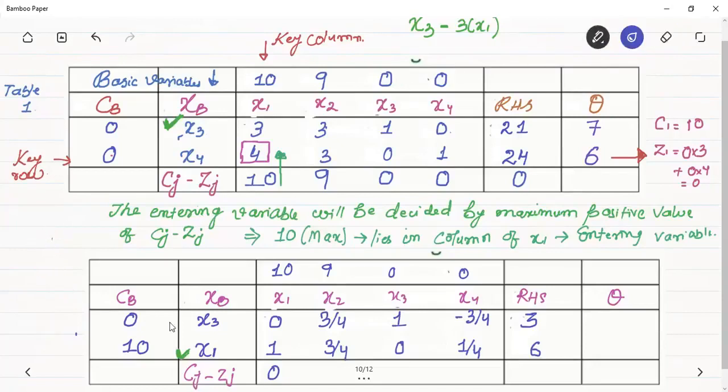If we try to do it here, 0 into 3 by 4 is 0, plus 10 into 3 by 4 is 30 by 4. 9 minus 30 by 4, how much will this come to? 6 by 4, and that will be equal to 3 by 2, isn't it? Is it so? Yes, sir. Now tell me, what will come here? I think it should be 0. 0 into 1 is 0, plus 10 into 0 is 0. Then this 0 minus this 0 will be 0.